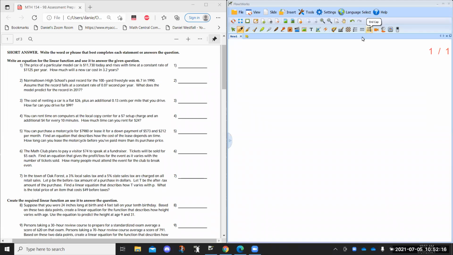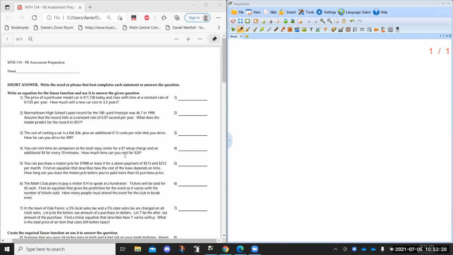Back. Let's talk about assessment preparation 9B. Mostly in this one, we're going to be talking about linear equations. So let's talk about some different formulas that have to do with linear equations.